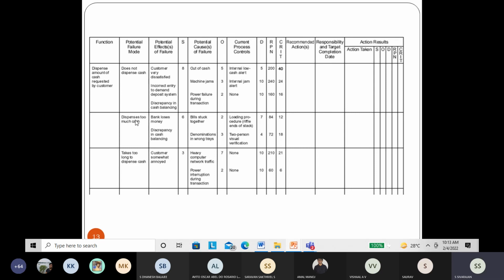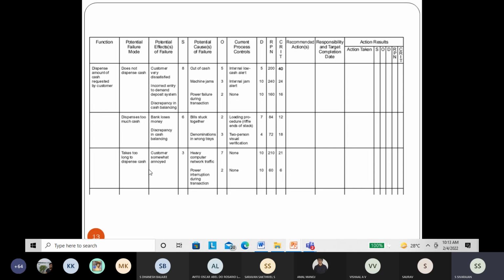Dispenses too much cash. I don't know whether somebody has had it, it has never happened to me. Too much cash is not there. 10,000 rupees means it gives 10. For me many times it is exactly 10, I'm getting the cash. Not even a single time has lesser cash happened. Takes too long to dispense cash.